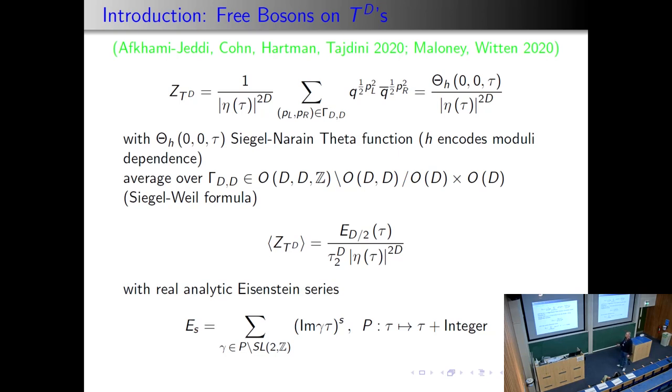Then one averages over moduli space, which is the space of even self-dual lattices. Using the Siegel-Weil formula for this function, one ends up with the real analytic Eisenstein series written down here. One has to mod out shifting tau by an integer, because that wouldn't change anything and you would get infinity.